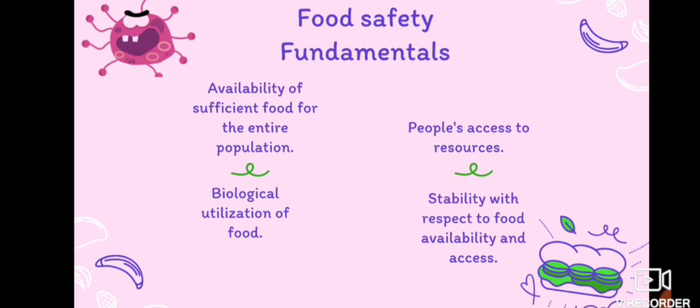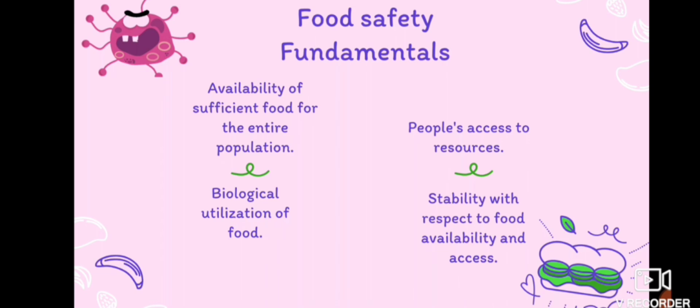Food safety fundamentals. Food security is considered to exist when people have physical and economic access to safe and nutritious food for the purpose of living a healthy life. According to this definition, the concept of food security is based on four basic pillars: availability of sufficient food for the entire population, taking into account production, imports, stocks, harvests, exports, laws, and food aid.